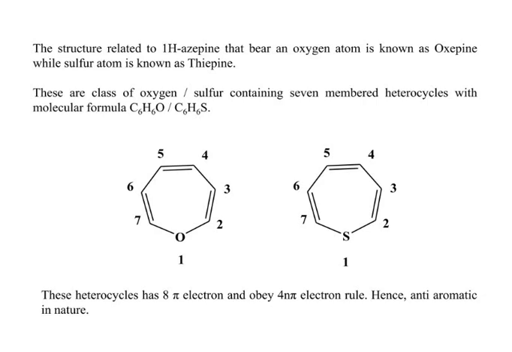So you can see the structure of oxepine and the structure of thiepine. Both compounds are 7-member heterocyclic compounds. You can start numbering of these two structures with oxygen in case of oxepine and with sulfur in case of thiepine.